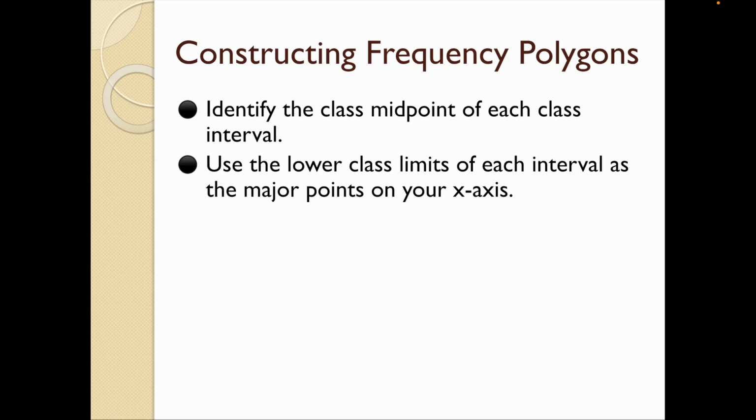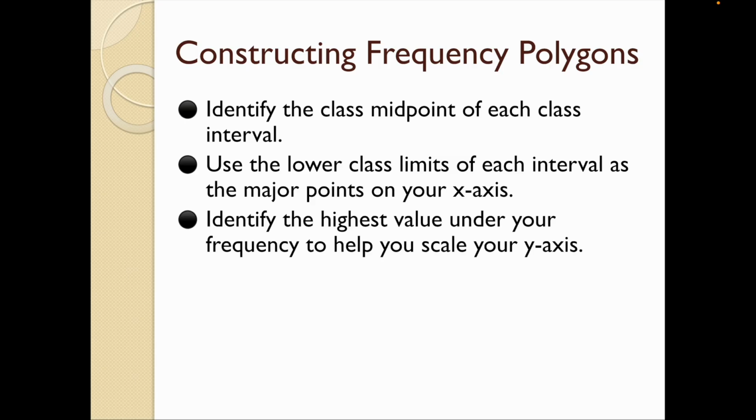And then we're going to use the lower class limits of each interval as a major point on your x-axis. So we could use those as our points, or we could use other numbers. We just need to make sure that when we're drawing the graph, the points land on the midpoint. So whatever we use on our x-axis, we just need to ensure that that number covers the midpoint of our data. So again, we have to do the same process. Look for our highest value. Make sure that we've got enough coverage on the y-axis.